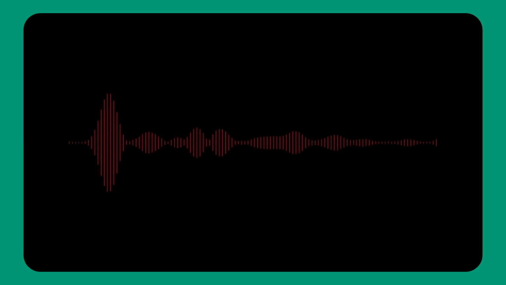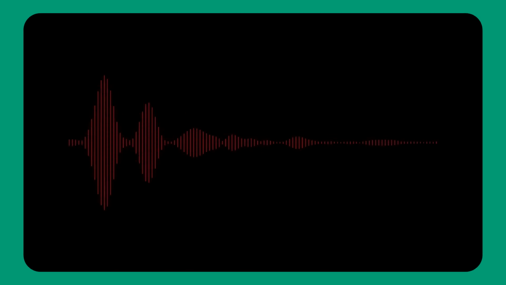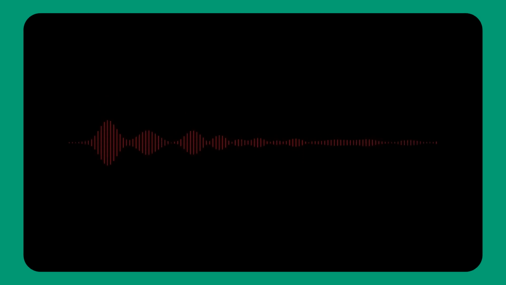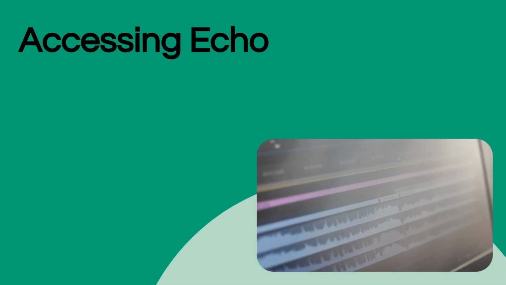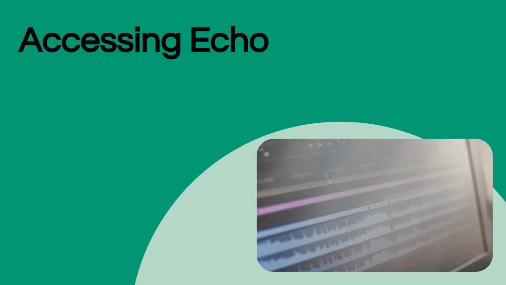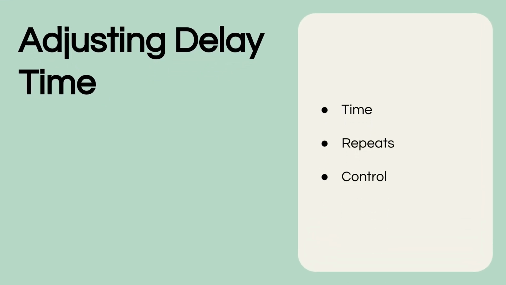Now, let's explore the echo effect, which creates distinct, repeating repetitions of the original sound. Similar to reverb, select your audio, go to Effect, and choose Echo. This opens the parameters for the echo effect. The key parameter here is the delay time, which sets the interval between the original sound and its repetitions. Use shorter times for subtle delays and longer times for dramatic echo effects.